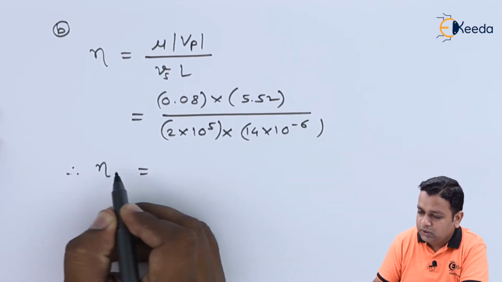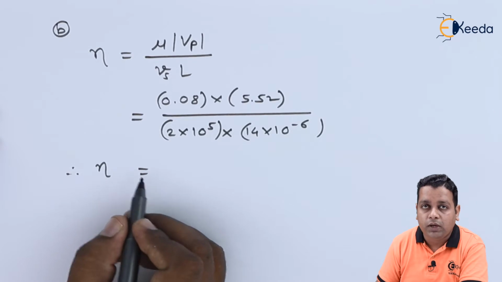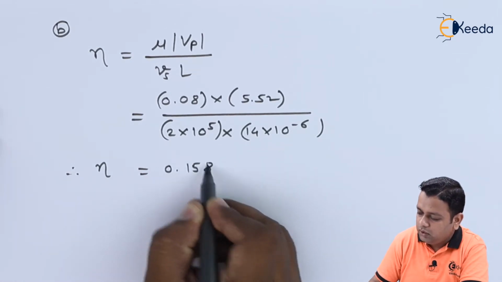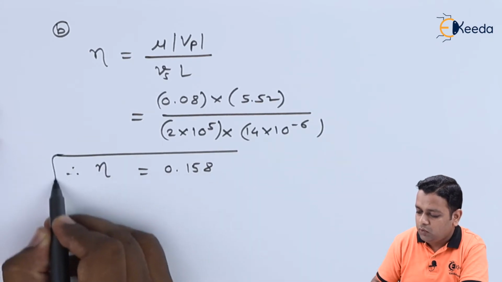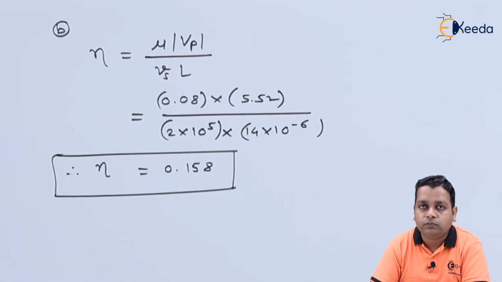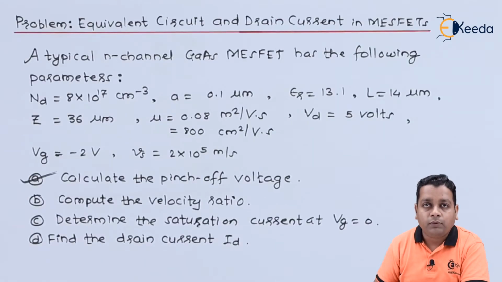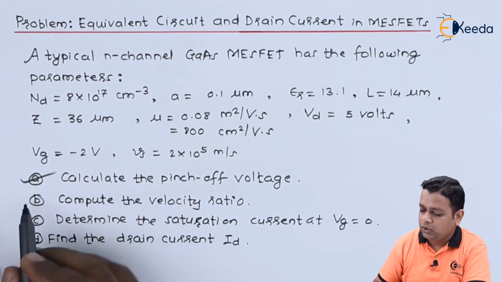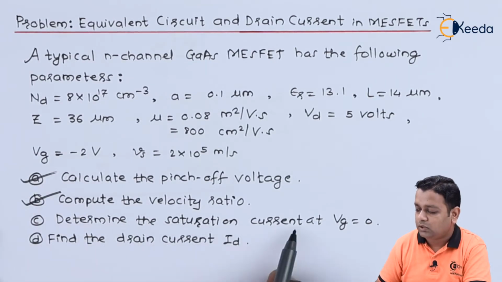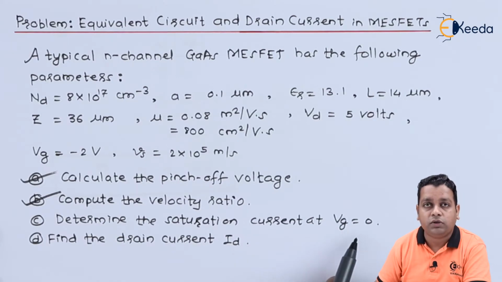Therefore, the velocity ratio eta we obtain with the answer 0.158. So this answer I outline for part B here. As this is the ratio, it doesn't have any kind of measurement unit. So after computation of the velocity ratio in part B, we require the determination of saturation current, provided the gate voltage Vg is equal to 0.